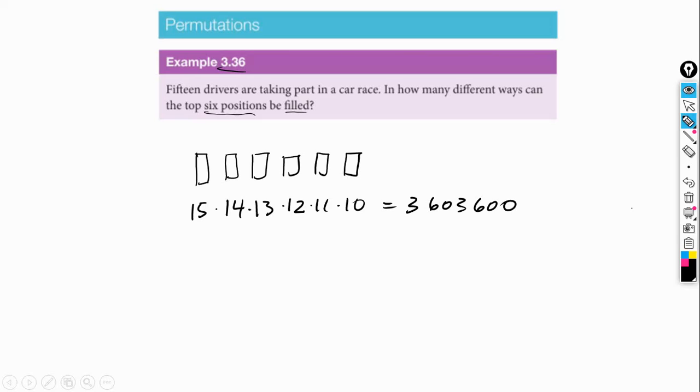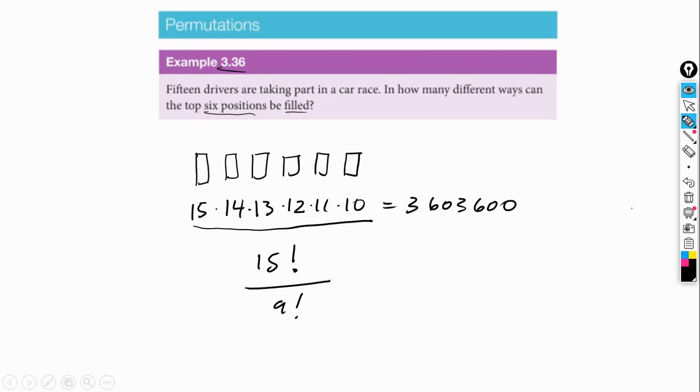But this is doing it intuitively. We could do this in a different way. Notice that this is the same as saying 15 factorial, right? Divided by 9 factorial, because that would leave us with this same multiplication from 15 to 10, because once we get to 9 factorial, the rest would cancel out.